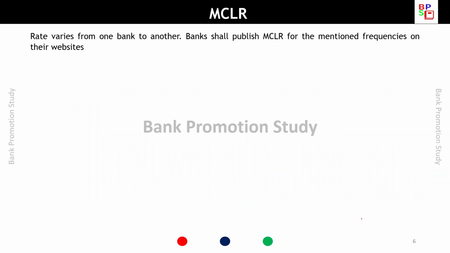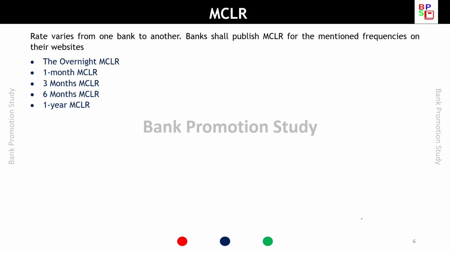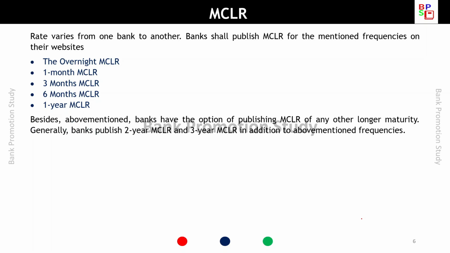MCLR rate varies from one bank to another. Banks shall publish MCLR for the mentioned frequencies on their websites: the overnight MCLR, 1 month MCLR, 3 months MCLR, 6 months MCLR, and 1 year MCLR. Besides the above mentioned, banks have the option of publishing MCLR of any other longer maturity. Generally, banks publish 2-year MCLR and 3-year MCLR in addition to the above mentioned frequencies.